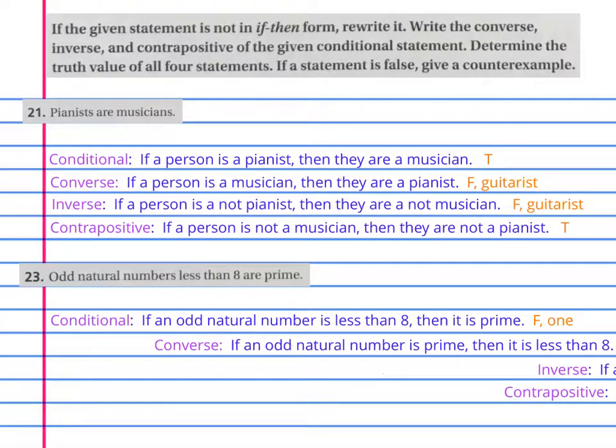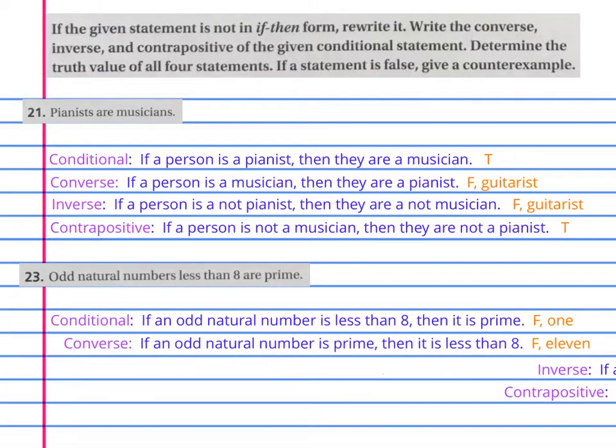Let's think of all the odd numbers, all the odd natural numbers, 1, 3, 5, 7, 9, 11, going all the way up. Okay? If it's prime, then it is less than 8. Well, there are prime numbers going all the way up. 11, for example, is an odd natural number, and it's prime, but it's not less than 8. And the idea here for all of these is this. Okay? If I fit these conditions, if I fit this definition, if I can say it's true about this, then I should have to say it's true about this in all cases. Otherwise, it's not a true statement.